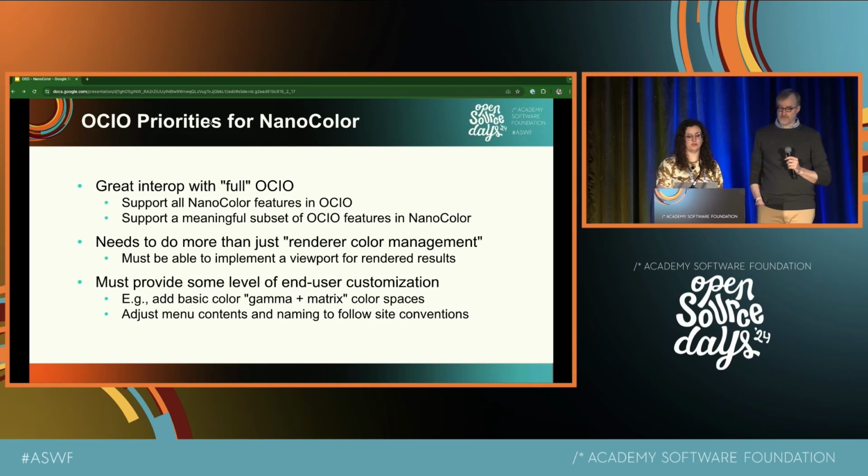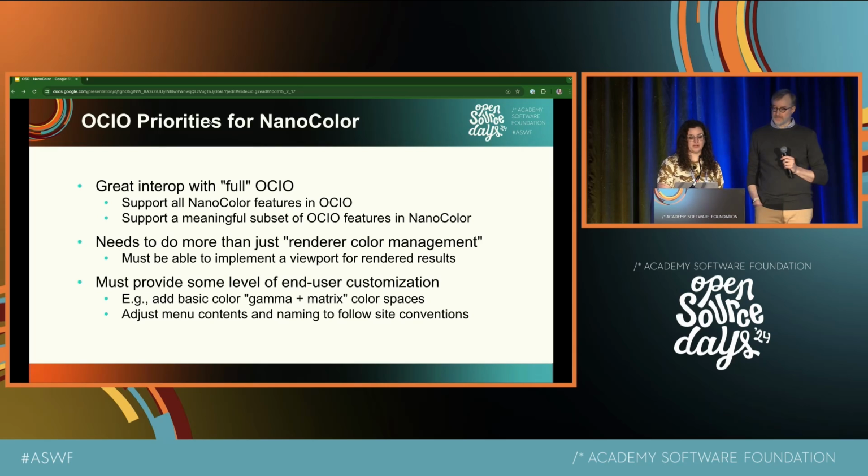The first being for OCIO, we needed to be able to interop with full OpenColorIO. That's non-negotiable for us. That means supporting all NanoColor features in OpenColorIO and supporting the meaningful subset of OCIO features in NanoColor. It needs to do more eventually for us. Obviously, this is a work in progress, and it's going to take us a while to get there, but it's important for us to build from the bottom up to make this implementation of NanoColor able to do more than just renderer color management.